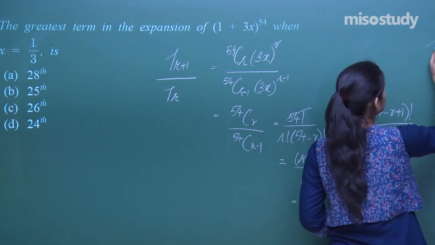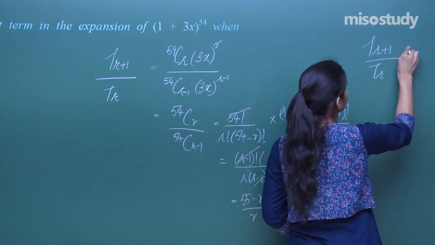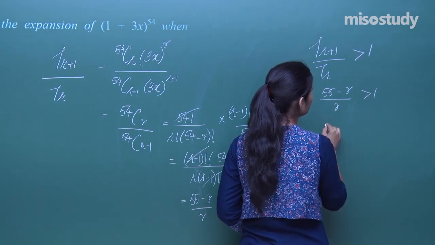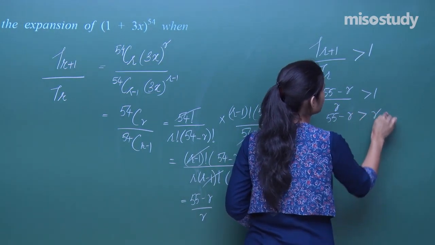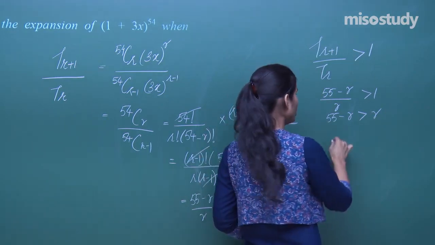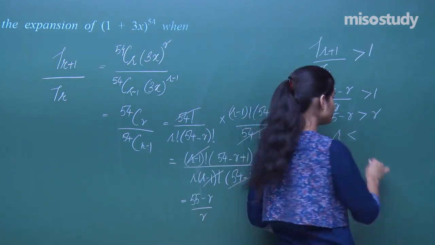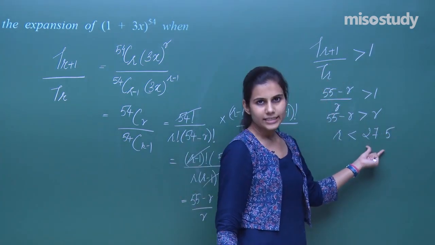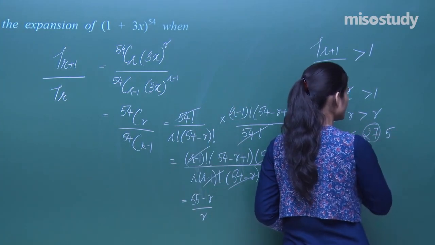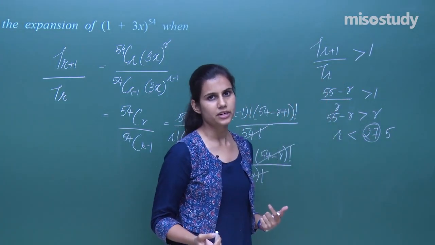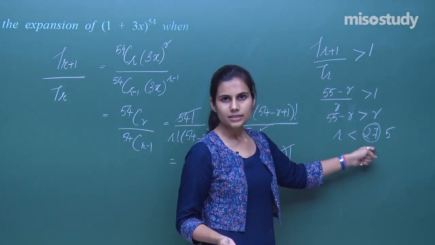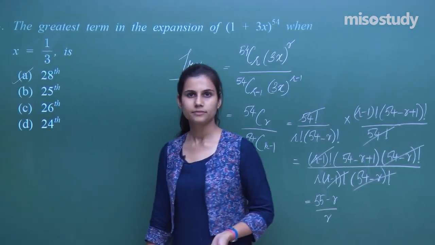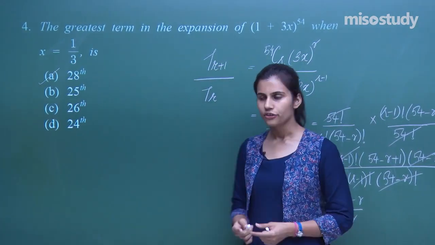Next, what you do? You consider T(r+1) upon T(r) greater than 1. So you consider (55 minus r) upon r greater than 1. From here you get 55 minus r is greater than r, or 55 is greater than 2r, or r is less than 55 by 2, which is 27.5. Clearly this is not an integer. We separate the integral part of it, which is 27, and the plus 1th term is the greatest term. So 27 is the integral part, and therefore the 28th term will be my greatest term. I just followed the algorithm, nothing great, right?